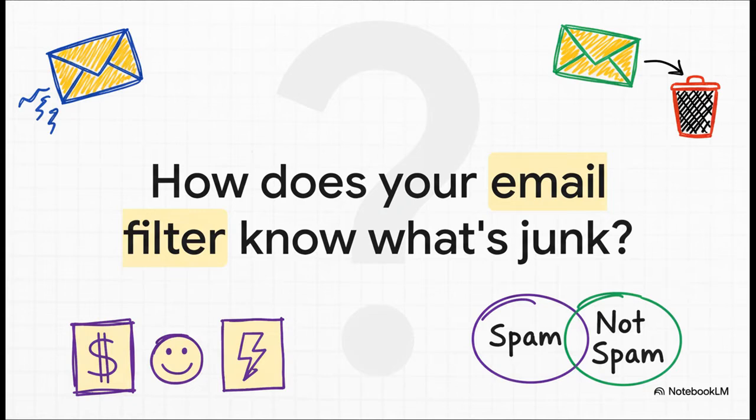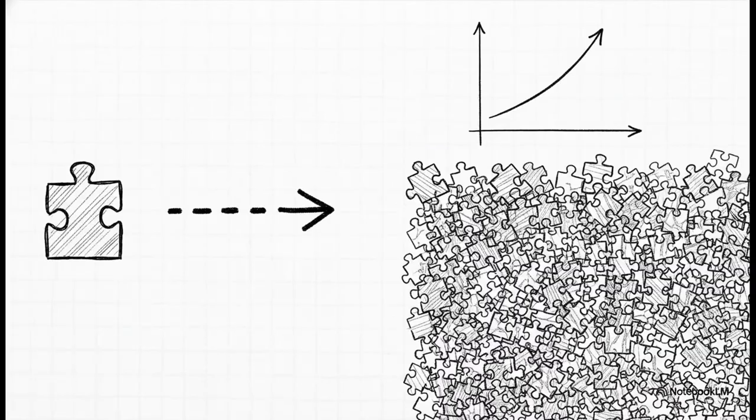How on earth does my email filter just know what's junk? Is it some kind of magic? Well, not quite. It's actually a fascinating probability puzzle. But here is the catch. The perfect way to solve this puzzle, the mathematically flawless way, is so ridiculously complex and expensive for a computer that it's practically impossible to do in the real world. And that's really where our story begins.